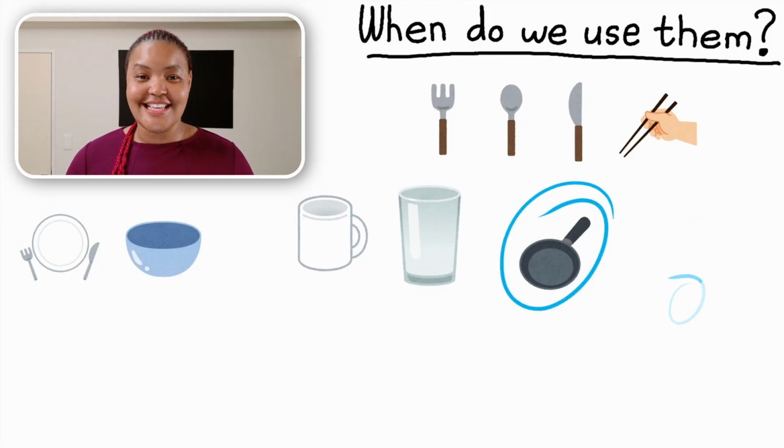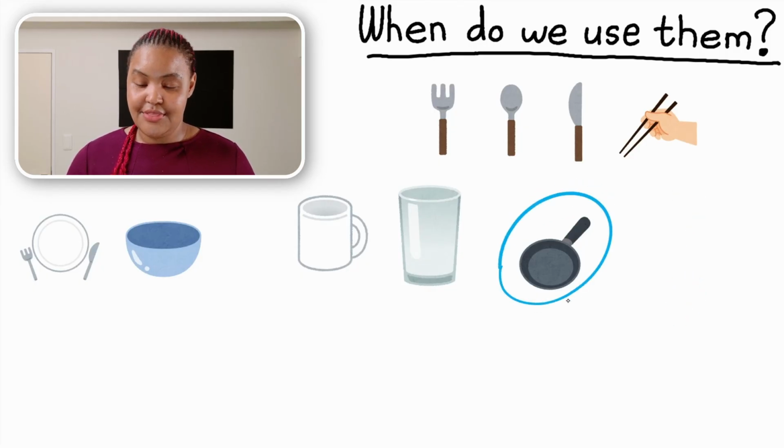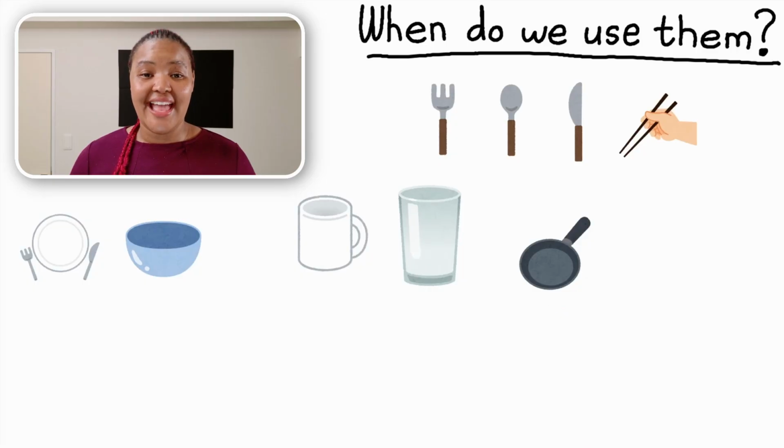What is this? This is a pan. A pan. When do we use a pan? For cooking food. For cooking.